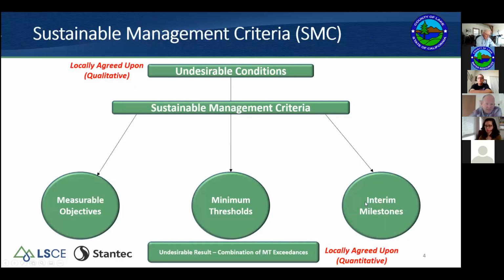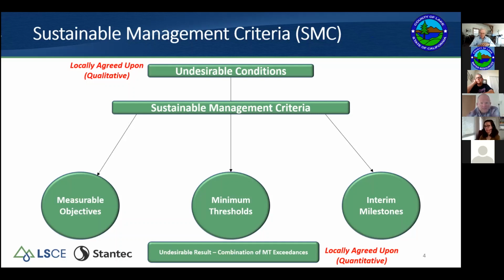Again, this slide was kind of presented. It gives you an overview of where we're headed. So I mentioned these undesirable conditions, and this is a qualitative statement that will help. We'll provide some examples, and eventually that'll have to be included in the GSP. As an example, if you're talking about subsidence, a qualitative statement might look like, we want to operate the groundwater levels or the aquifer in a way that doesn't induce subsidence that impacts roads, wells, those kinds of things. So it's really a qualitative statement.